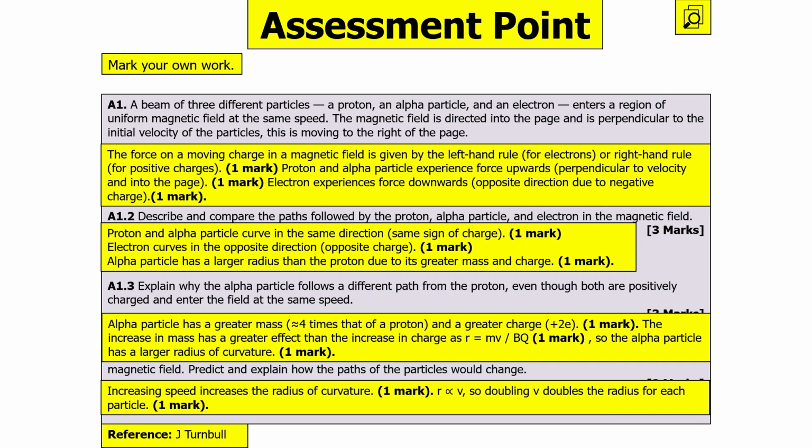Now finally, increasing the speed increases the radius of curvature. R is proportional to v, so doubling v doubles the radius for all of the particles.